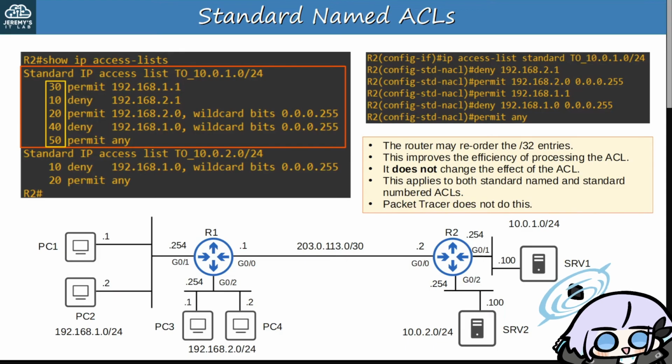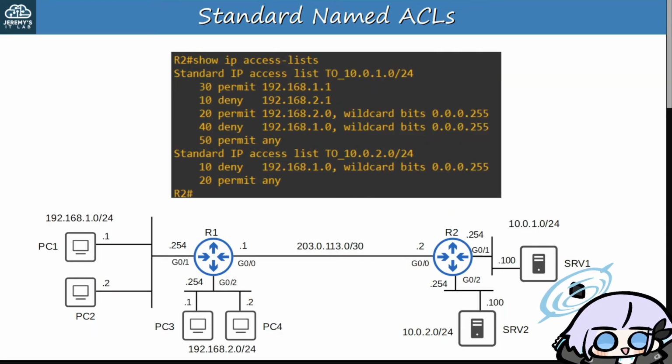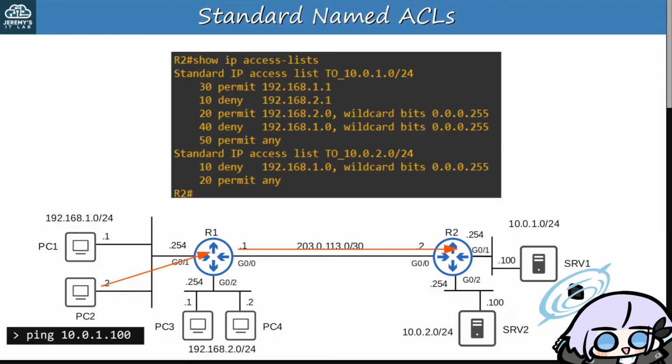Before finishing up, I'll just walk through one more example of an ACL being processed. PC2 wants to access server 1, so it pings to test connectivity. The ping reaches R2, which is directly connected to server 1's network. However, the 2_10.0.1.0/24 ACL is applied outbound to G0/1, so R2 will check the packet against that ACL before forwarding it.